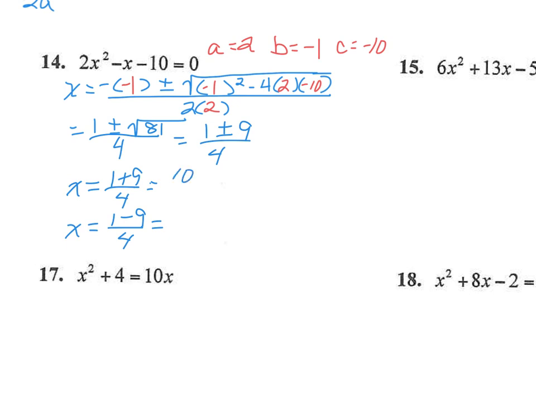So we get 10 over 4 and -8 over 4. Please reduce. 2 goes into both 10 and 4, so you get 5 over 2. And 4 goes into -8 evenly, so you get -2. So your two solutions to this quadratic by using the quadratic formula are 5/2 and, oops, I should have had a negative here, so that makes this a -2. So -8 over 4 is -2.